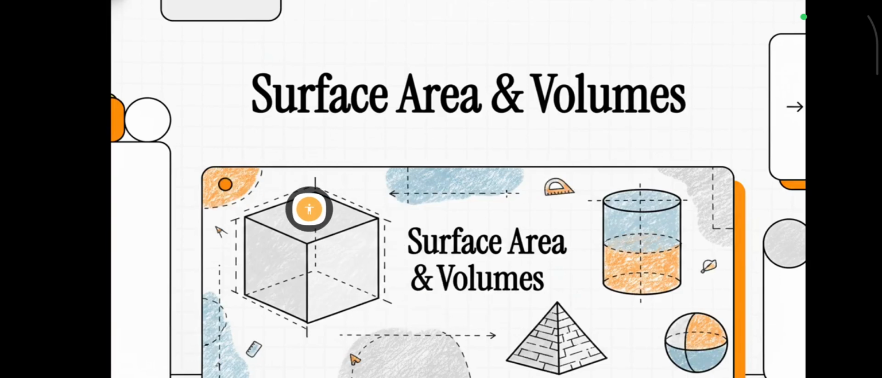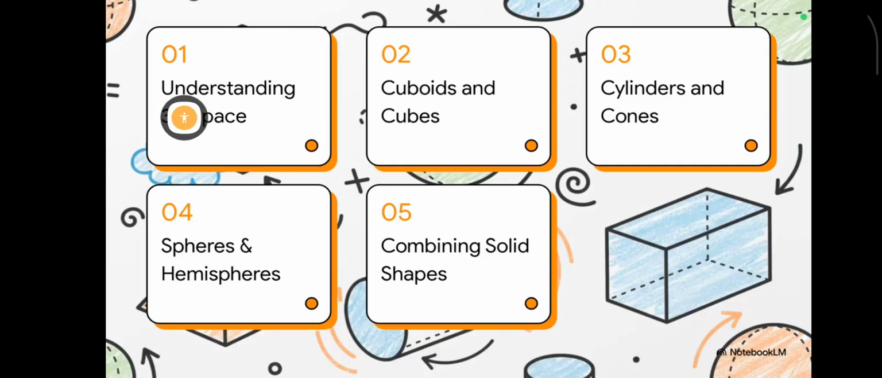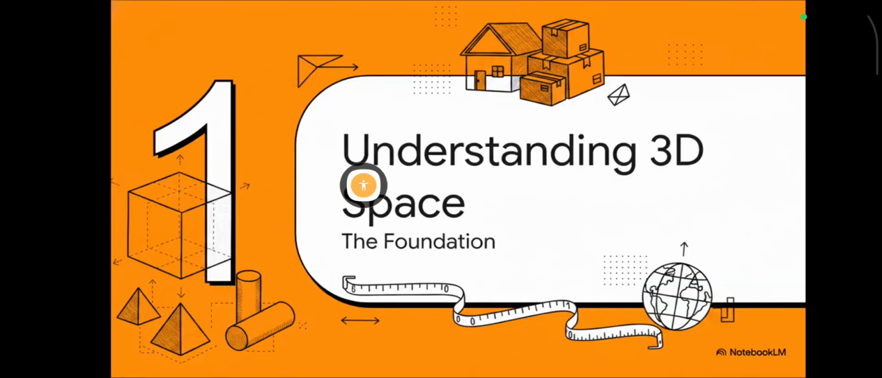It's really cool stuff. Here's a quick look at our roadmap for today. We'll start with understanding 3D space, move into cuboids and cubes, then cylinders and cones, hit spheres and hemispheres, and finally we'll wrap up by combining solid shapes. All right, part 1. Understanding 3D space, the foundation.